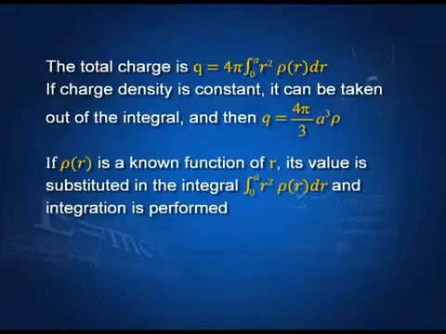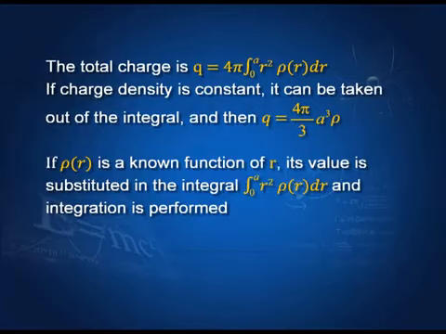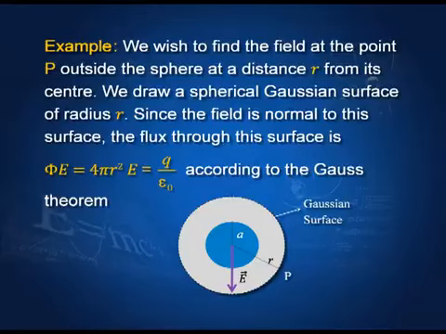If rho of r is a known function of r, its value is substituted in the integral and integration is performed. So, this is the general method of finding the charge inside a uniformly charged sphere. Now, suppose we wish to find the field at a point P outside the sphere at a distance r from its center.